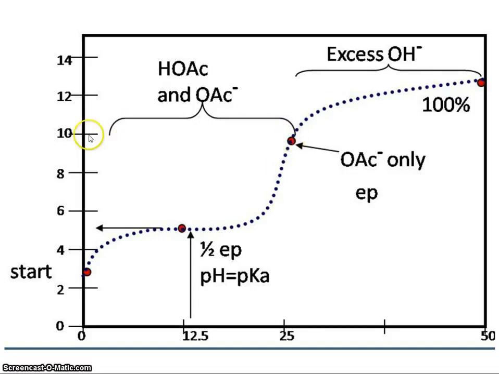Between 0 and here, I've got a mixture of both the conjugate acid and the conjugate base. Here I just have the conjugate base. Along here, it's dominated by the excess OH. I've still got the A minus in here, but it's going to flatten out and you're going to use the excess. Go for an easy point. Go for 2 times the equivalence volume.